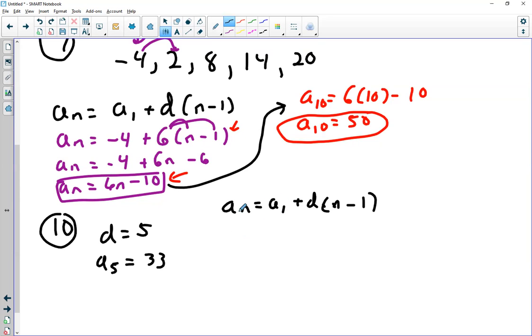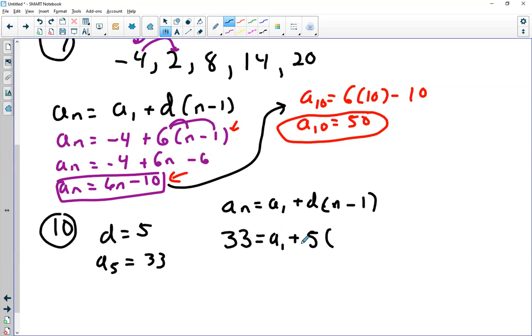All right, so I need to find A1. So what I'm going to do is just plug in everything I know. For example, I know what A5 actually equals. What does A5 actually equal? 33. So I'm going to put 33 for A5 equals, I don't know what A1 is, plus I do know what D is in this case, which is 5. 33 equals, I plugged in A5. Yeah, but what is A5?